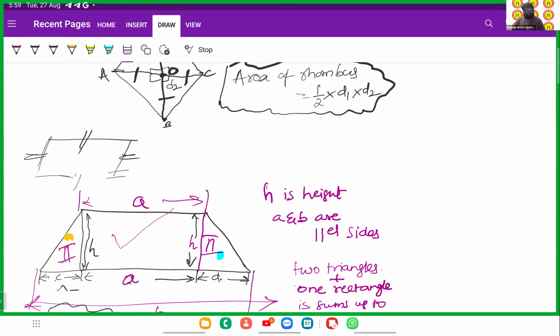Sir, in this chapter, are we going to solve NCERT questions? We'll solve all questions. What's the problem? Just ask.